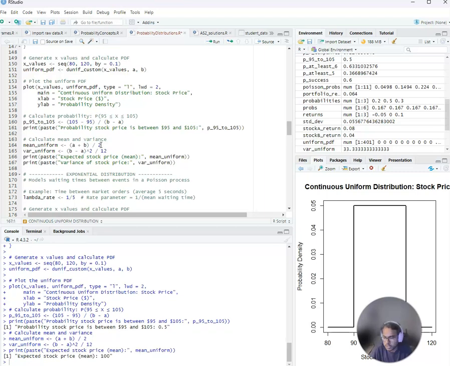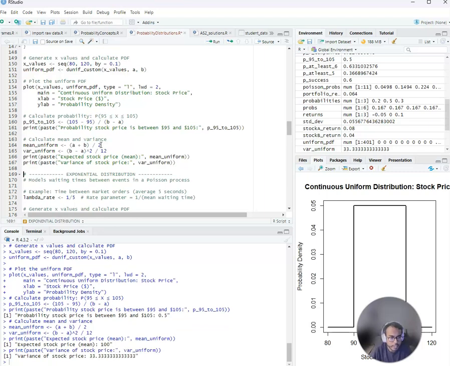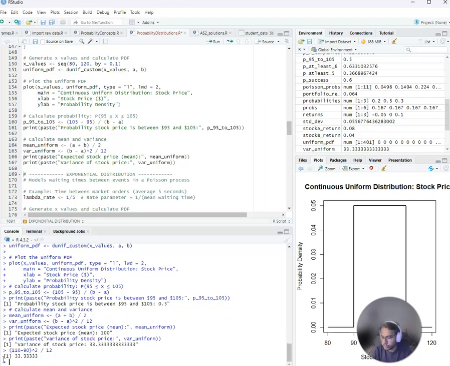The expected stock price, which is the mean, is 100, which is the average of 90 and 110. The variance of the stock price is 33.33, which is (B minus A) squared divided by 12, so (110 minus 90) squared divided by 12, which is 33.33. So the code matches the theory.